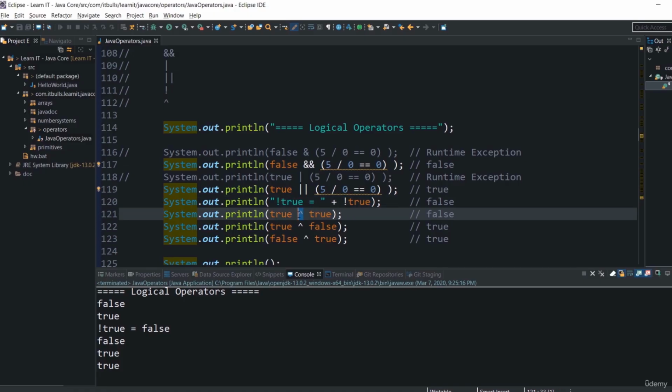Exclusive OR behaves like logical OR with one exception. It returns false if both operands are true.